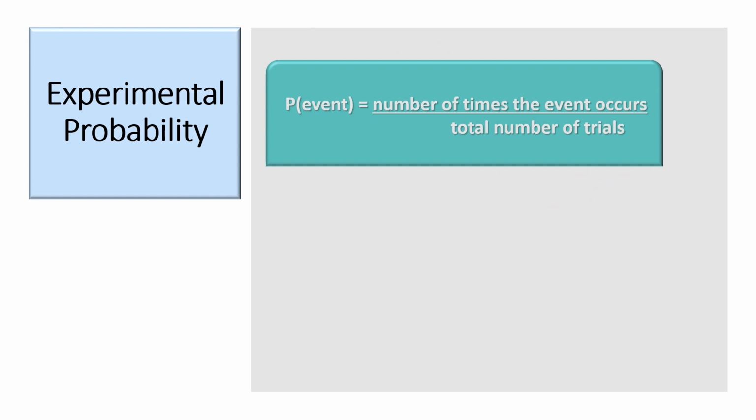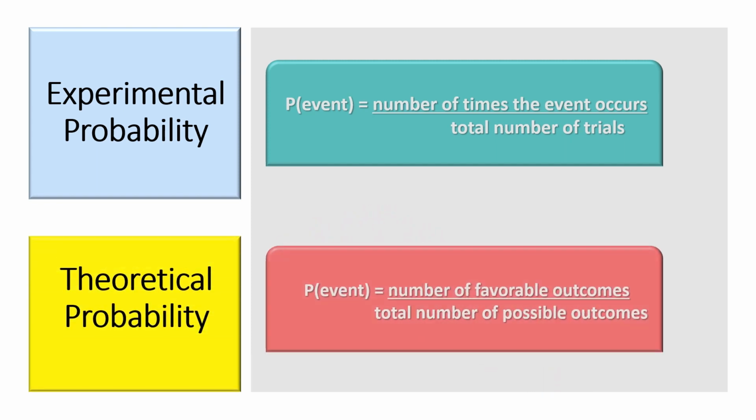Here's the equation for experimental probability. It is the probability of the event occurring. That's why you have P, open parentheses, event, close parentheses, equals the number of times the event occurs divided by the total number of trials. For theoretical probability, we have the probability of the event, with event being in parentheses, because the event changes with each one of these. It could be anything that's the event, but I don't want to confuse you. The equation for finding the theoretical probability is the number of favorable outcomes divided by the total number of possible outcomes.